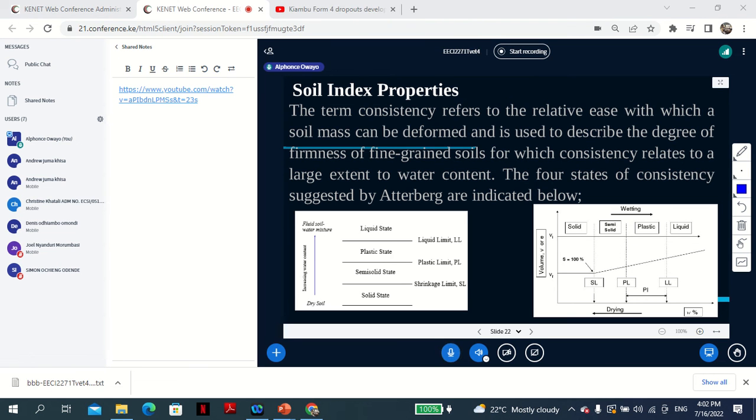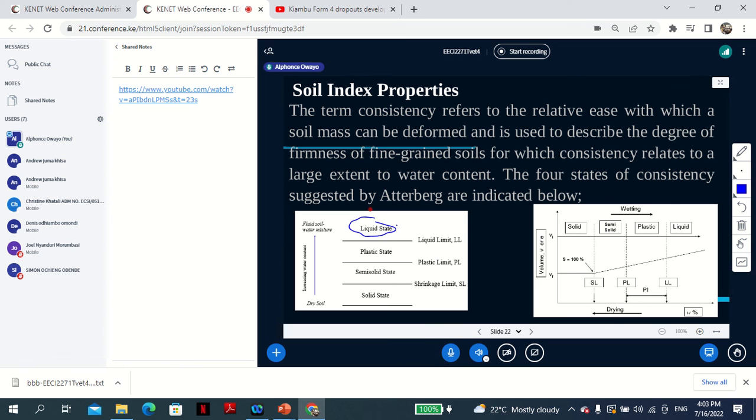So we talk about the soil index properties. The term consistency refers to the relative ease with which soil mass can be deformed, and is used to describe the degree of firmness of fine-grained soils, for which consistency relates to a large extent to water content. We have the four states of consistency suggested by Atterberg as indicated. So we have the liquid state.